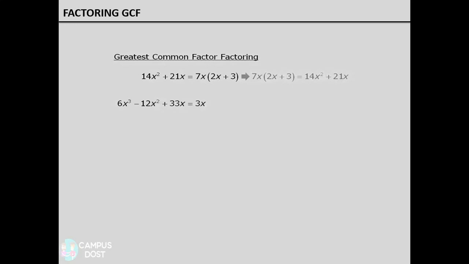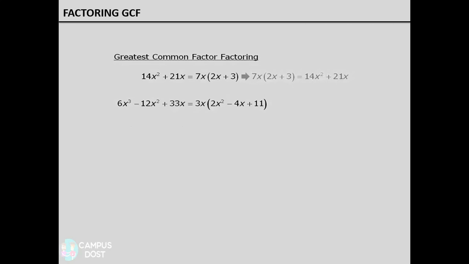At this point, we must determine the terms that need to be inside the parentheses. So the first term here must be 2x squared, since 3x times 2x squared is equal to 6x cubed. The next term must be negative or minus 4x, since 3x times negative 4x is equal to negative 12x squared. And finally, the last term here must be positive 11, since 3x times positive 11 is equal to positive 33x. We have now successfully factored 6x cubed minus 12x squared plus 33x. And if we wanted to, we could verify this by expanding the right-hand side.